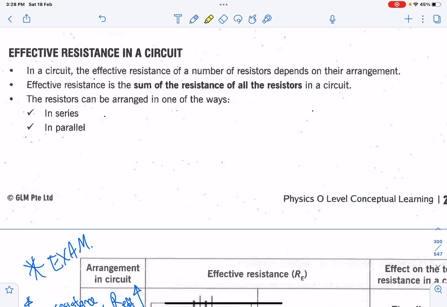For effective resistance in a circuit, we must be very clear as to how to calculate it. Effective resistance, in other words, is the total resistance calculated in a particular circuit. Generally, in the arrangement of series or parallel, which we have already talked about in your lower secondary science, the form of calculation is very different, because in a series, the calculation of the total resistance of the circuit is just a summation. You just add all the resistance values up. Whereas in a parallel circuit, it's basically the sum of the reciprocals of the individual resistances.